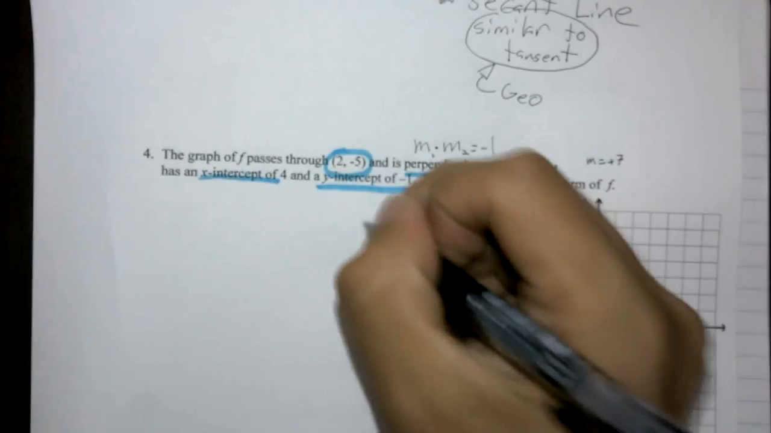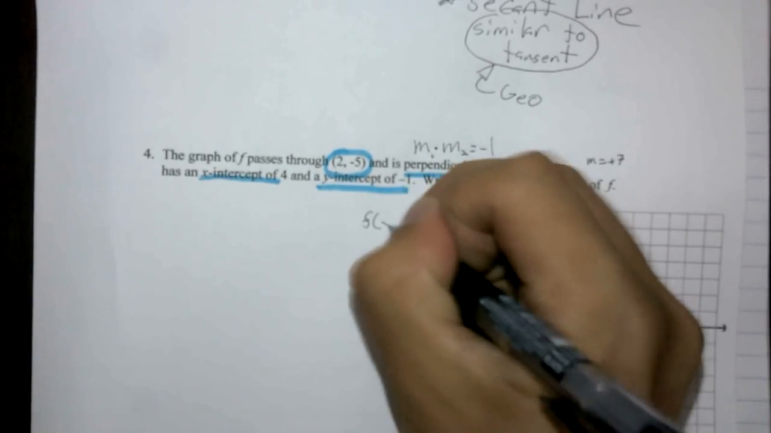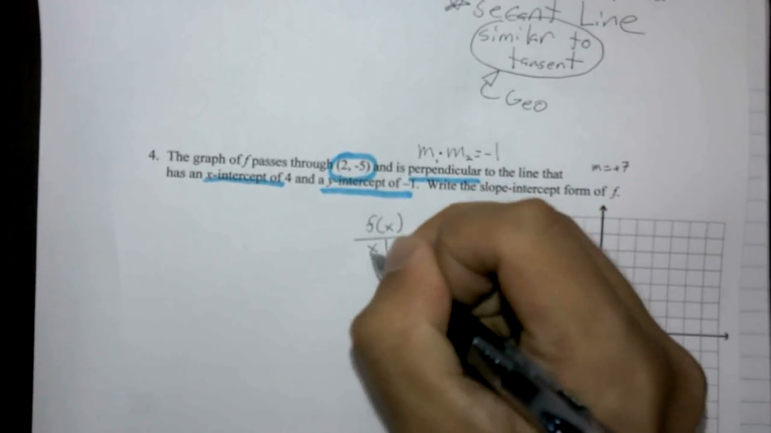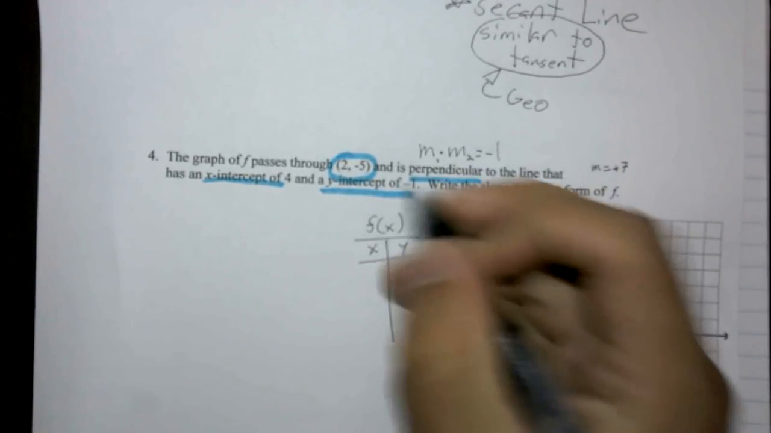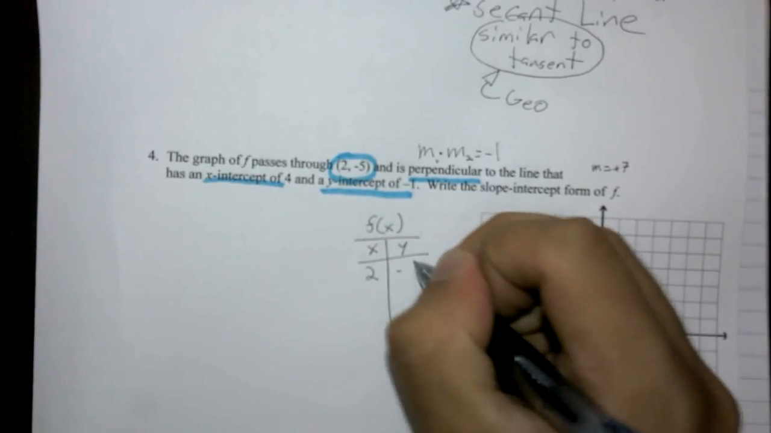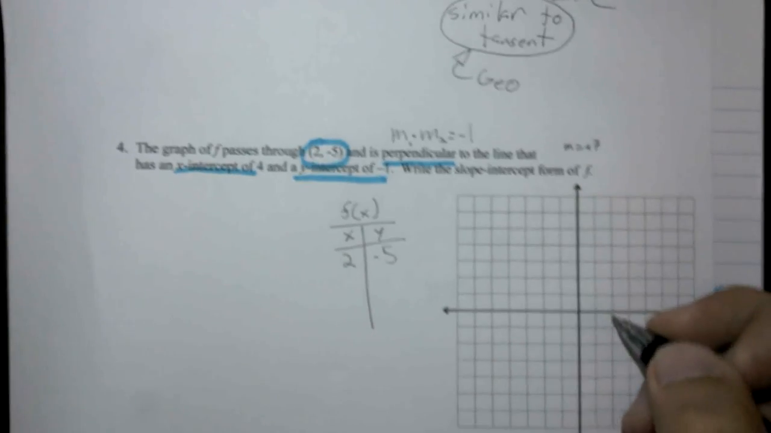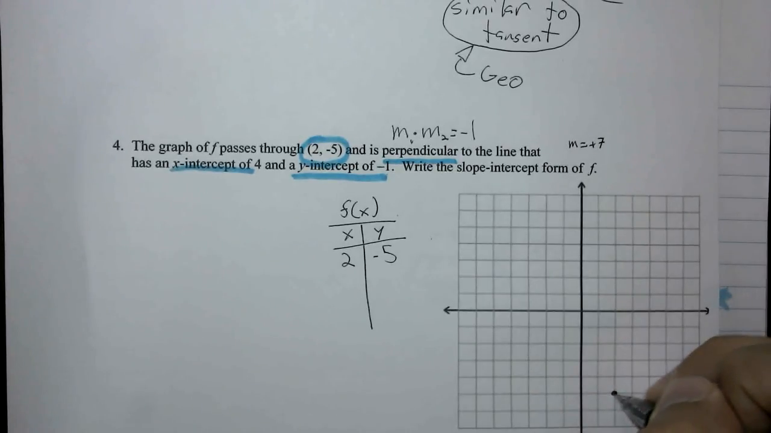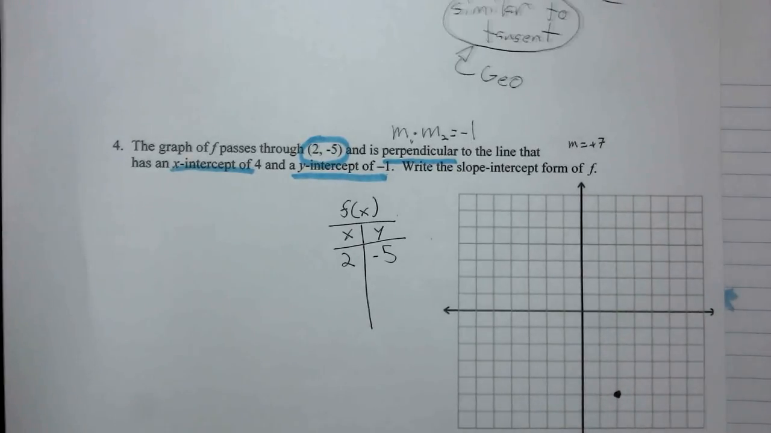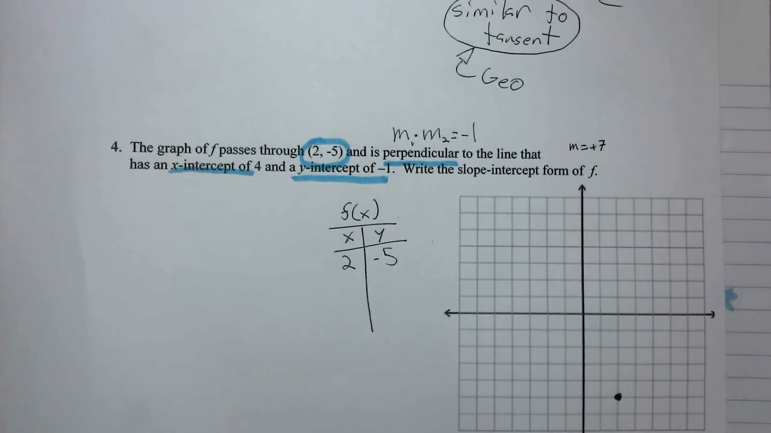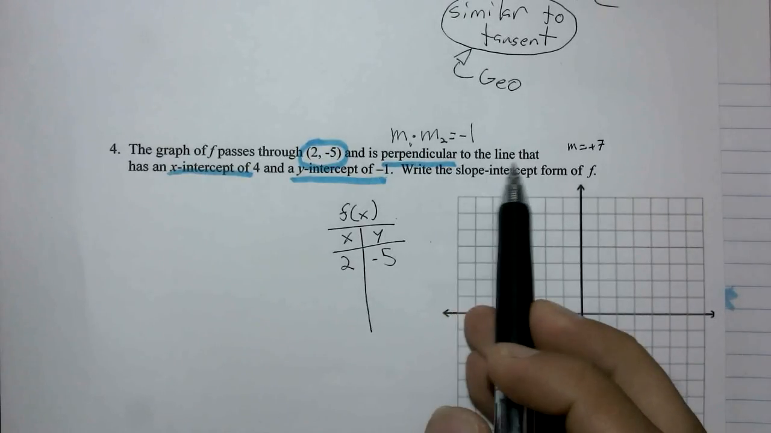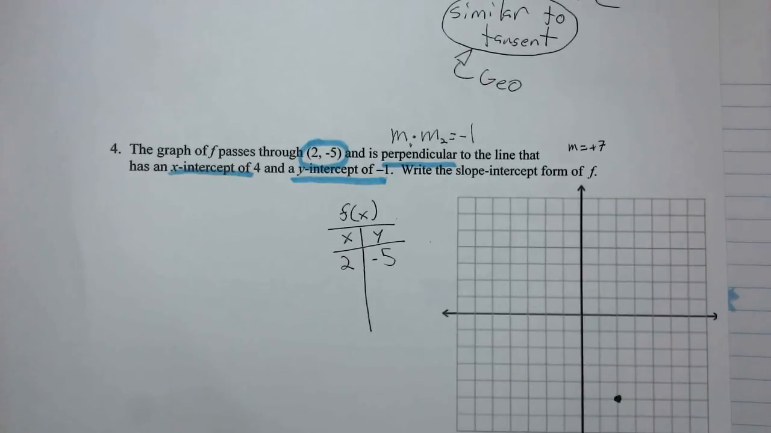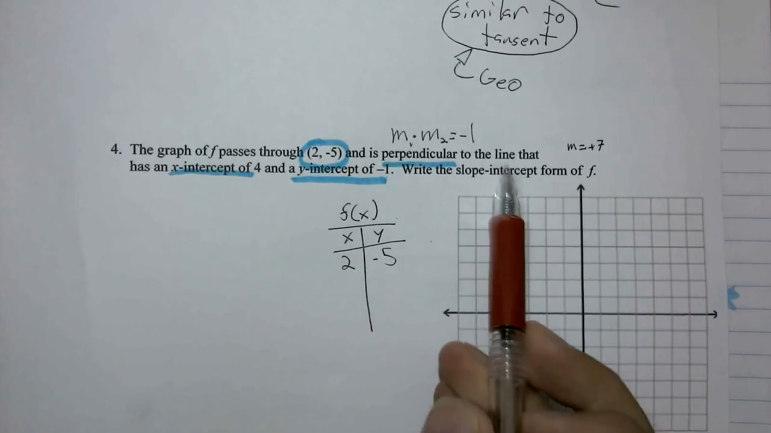If we denote this through a table, let's say that we have one point that it's going to have to hit, (2, -5). We can even graph this out. So (2, -5), got that. And we know that this is going to run perpendicular to the line that has an x-intercept at 4 and a y-intercept at -1. So this is talking about another line.